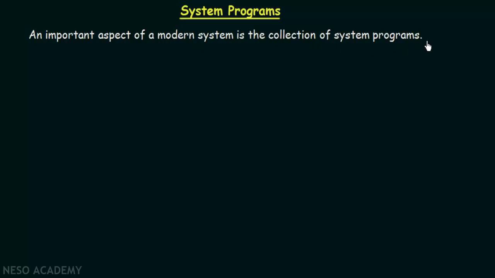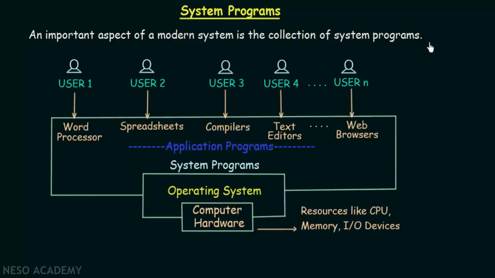So in order to understand what these system programs are, and where they reside in our computer system hierarchy, let us look at the diagram of our computer system hierarchy that we discussed in the very first lecture of this lecture series.